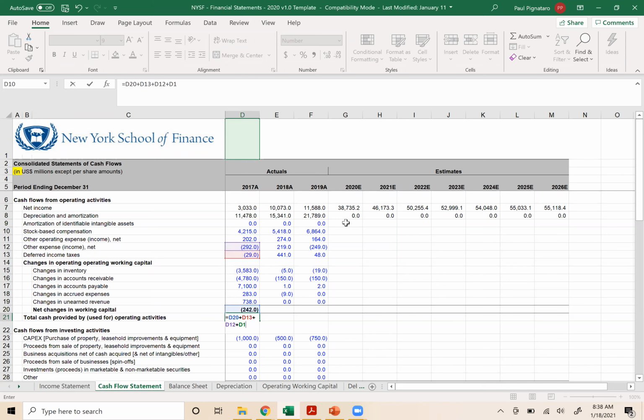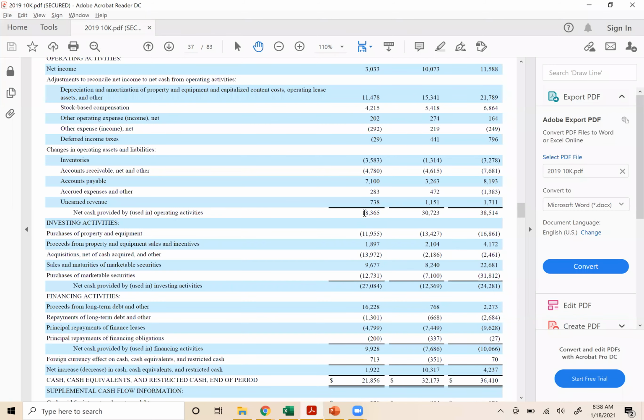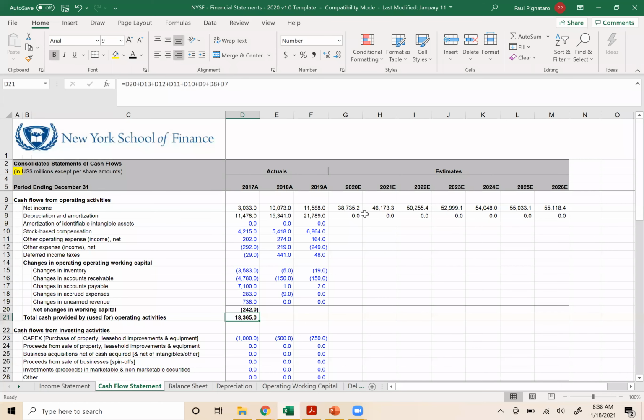Oh, what happened? I forgot a plus. I could have also used alt equals on everything except for the total. But anyway, 18,365. Does this match? Yes. So I've hard coded everything correctly.